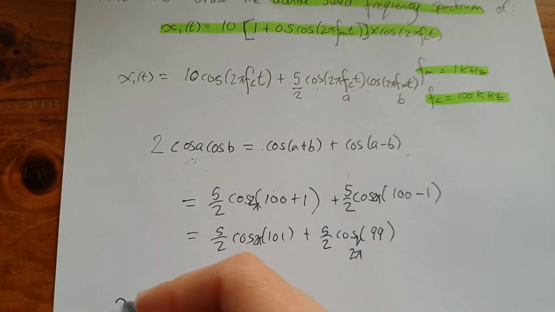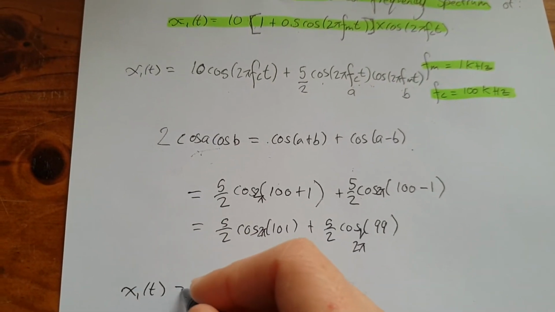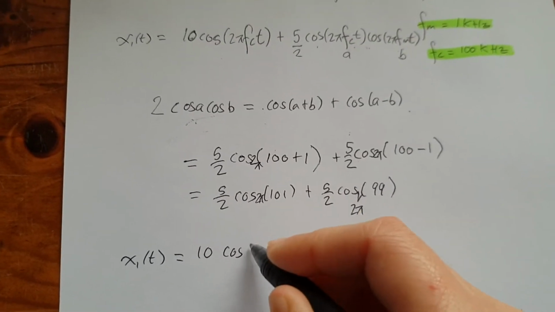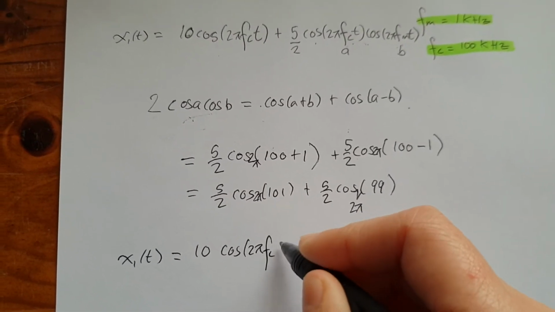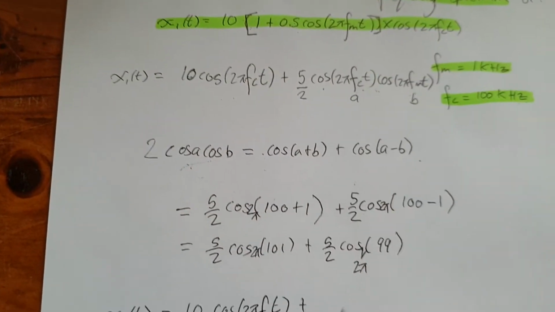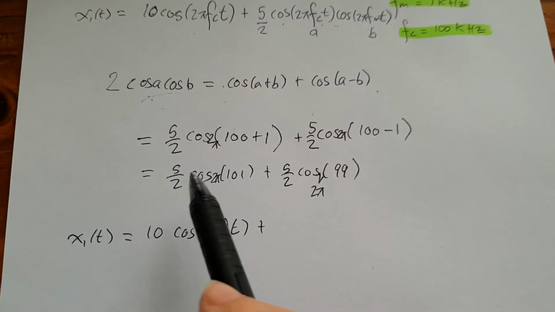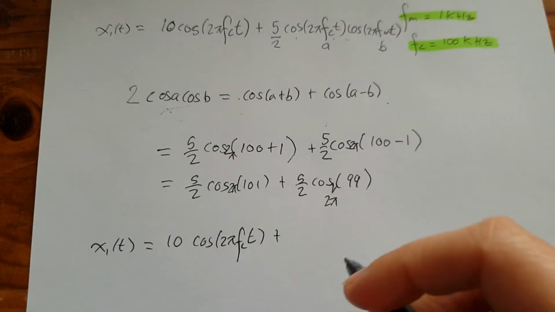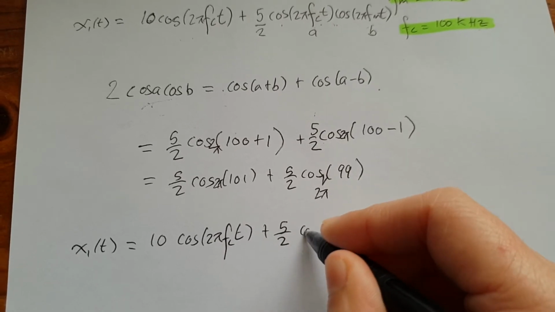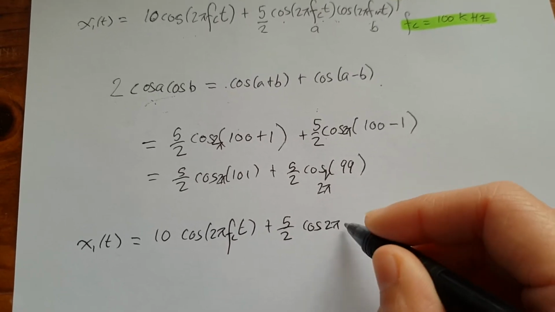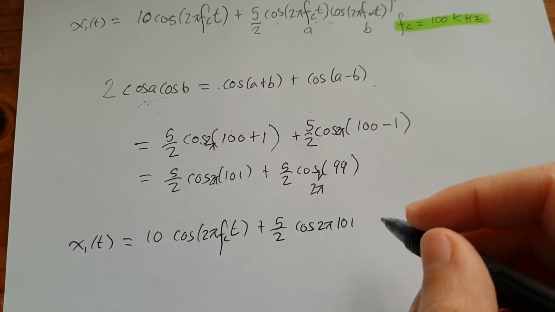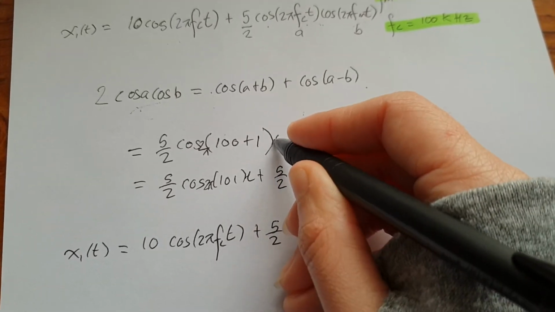Let's write out the whole equation again so we see what we're dealing with. So 10 cos, plus, because this didn't change, only this bit. So using our trigonometric identity, let's write this. Let's not forget our t's.